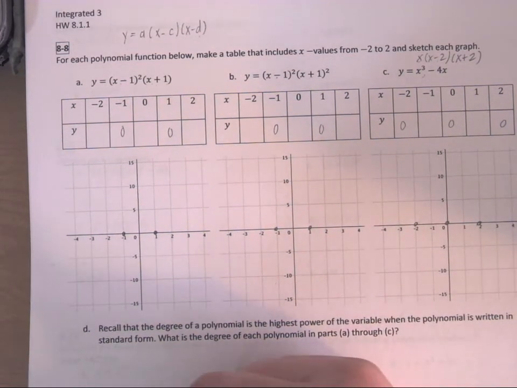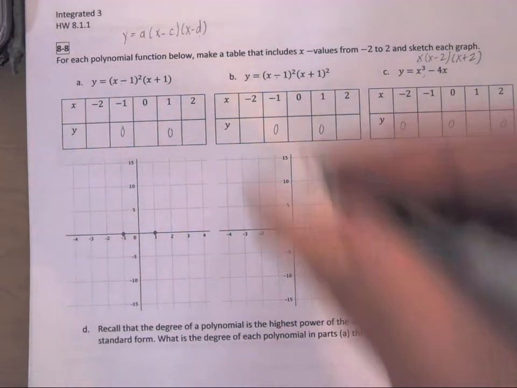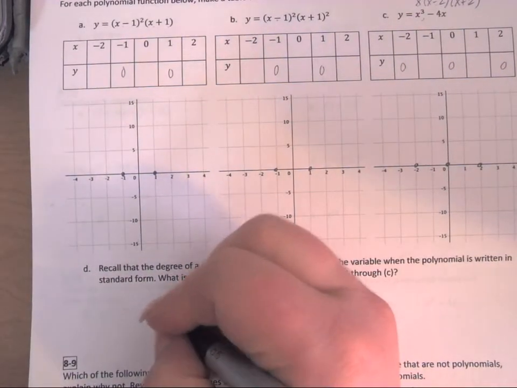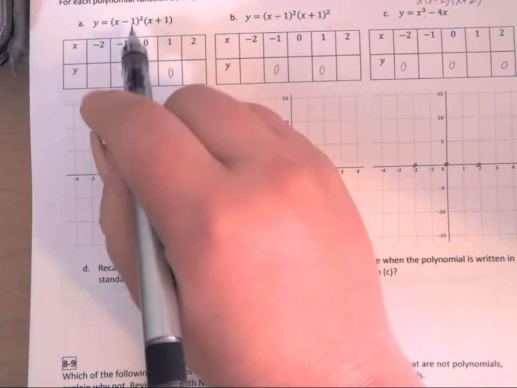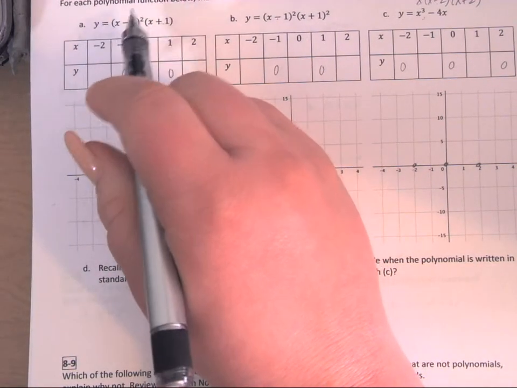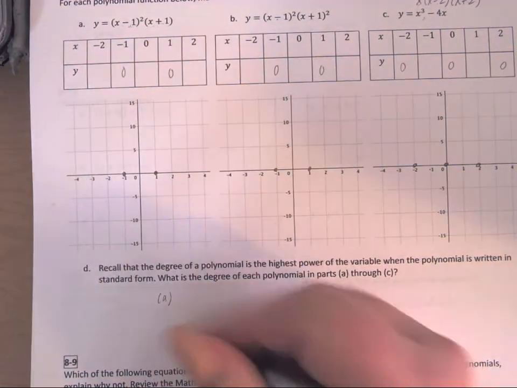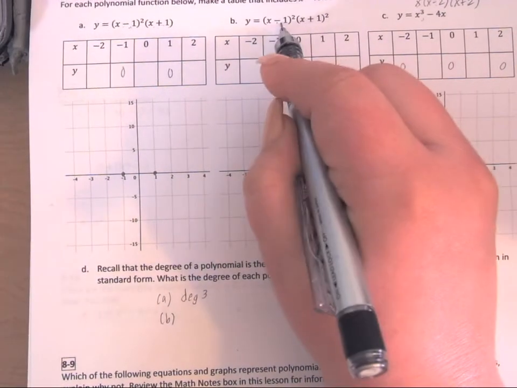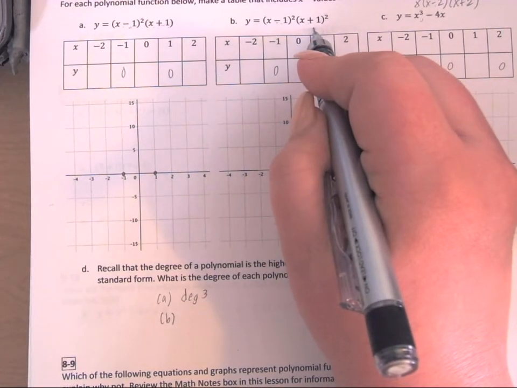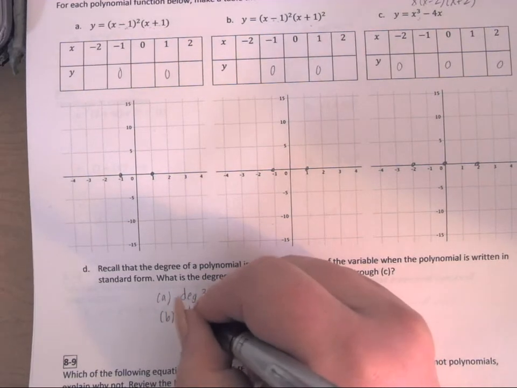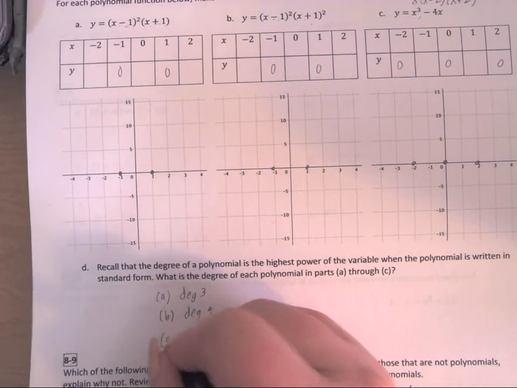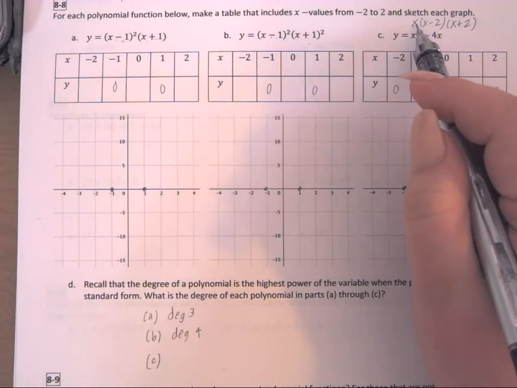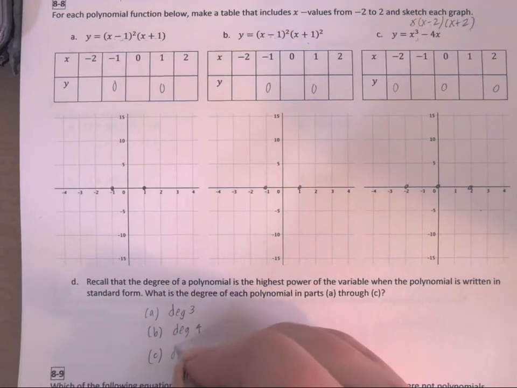Okay, and then let's talk about what the degree of each of these is. That will be your answer for here. For A, you have two x minus 1 factors and one x plus 1 factor, so the total is 3. The degree is 3. For B, you have two x minus 1 factors and two x plus 1 factors, so that's a total of 4, degree 4. And then for C, you have 3 factors, so it's degree 3.